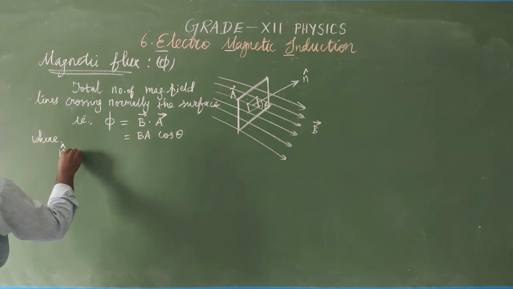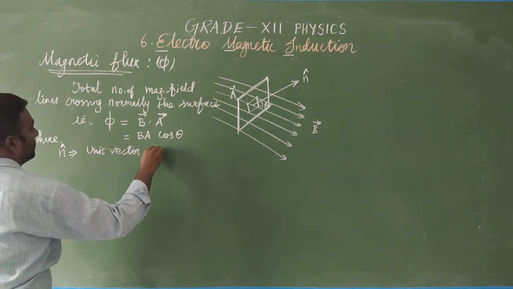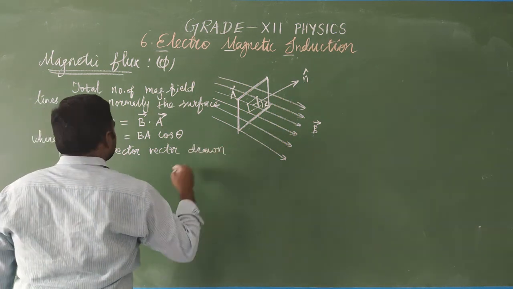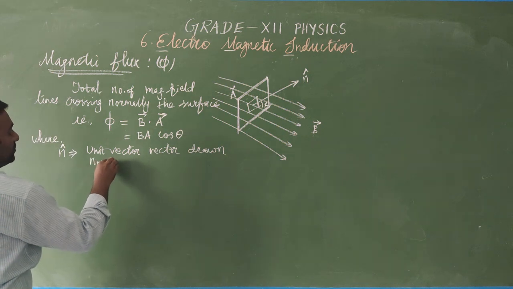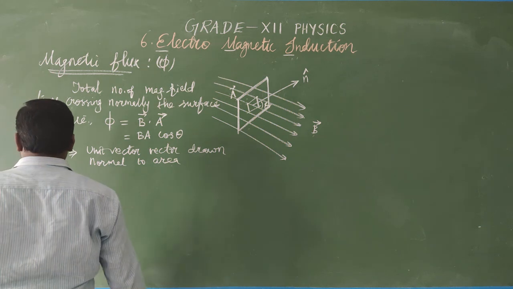Where n cap is nothing but a unit vector drawn normal to the area. Normal means perpendicular. It is drawn normal to the area.